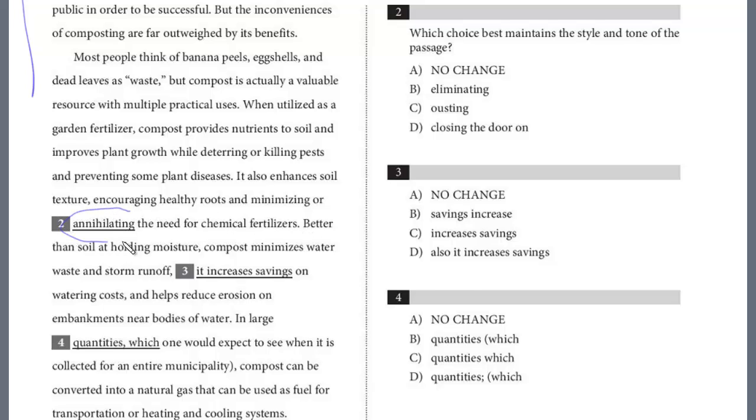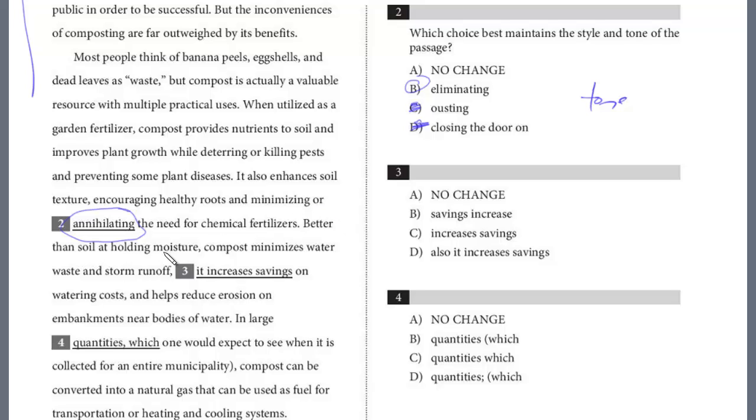So annihilating means completely destroying. You usually hear this if you're reading about war, or it's something that is completely destroyed. And this is a tone issue, right? It just doesn't fit here. And even though we're trying to get rid of the fertilizers, we're not utterly destroying them, right? And so look at the choices. We just want the best tone that fits, and it's just eliminating, right? It's not ousting. That's too casual and closing the door. So the answer is B for number 2.